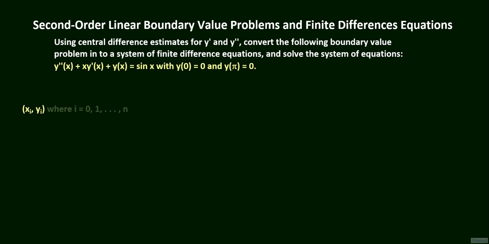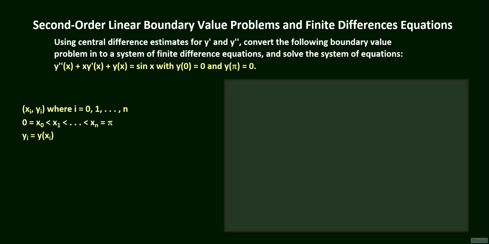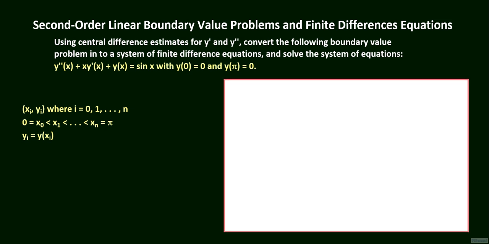The index i goes from 0 to the number of intervals, which we designate as the whole number n. The partition points or nodes are 0, which we designate as x_0. x_0 is less than x_1, and so on, all the way to x_n, which we set equal to π. We define y_i to be equal to y(x_i). We are going to use the software Mathematica for this exercise.